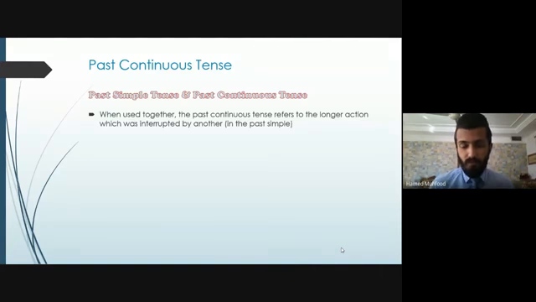So we use the past continuous tense to refer to what? To the longer action that was interrupted by another action, which should be expressed by using the past simple tense.